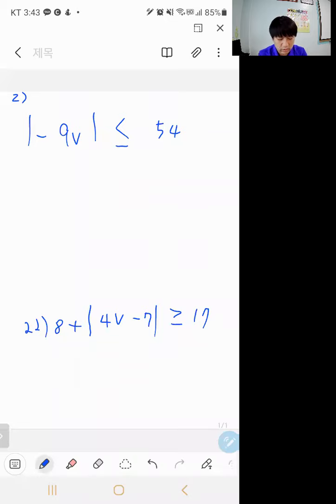Okay, recording in progress. All right, everybody. So this is absolute value inequality problem number 2 from your worksheet. And I'm also going to do 22 on your worksheet.